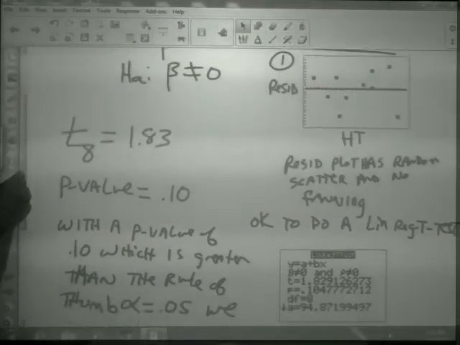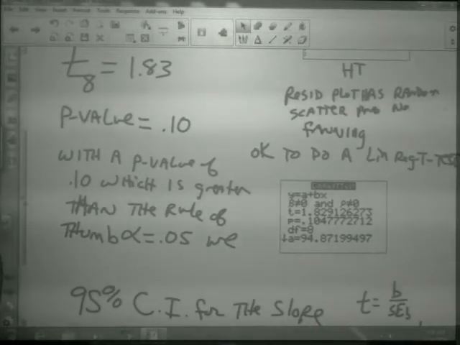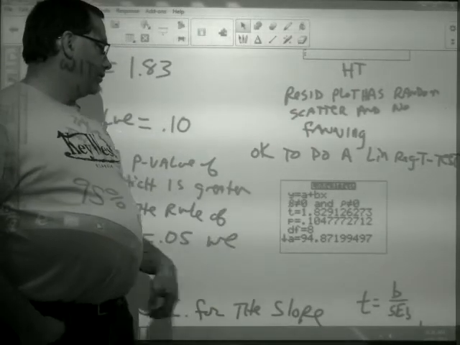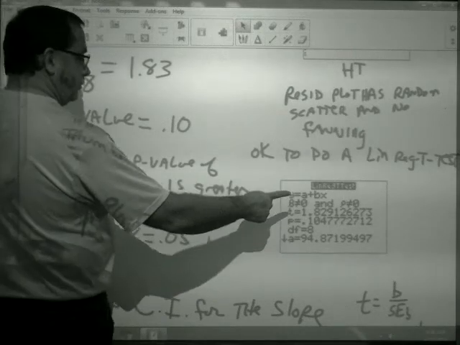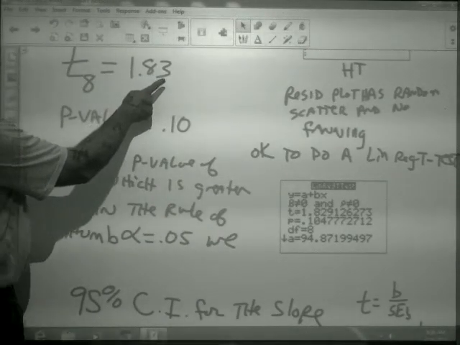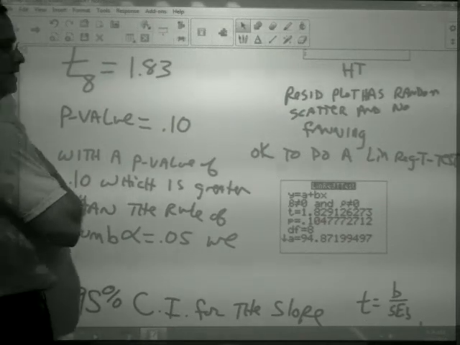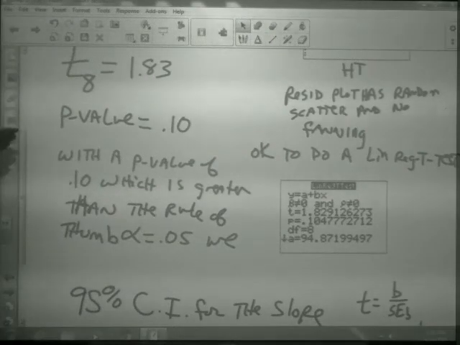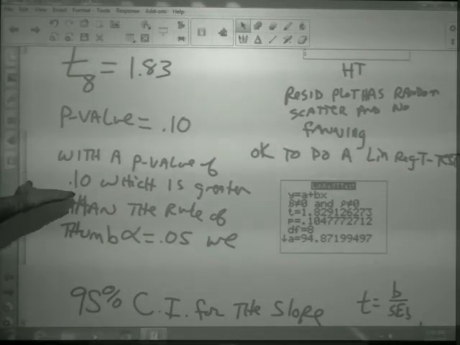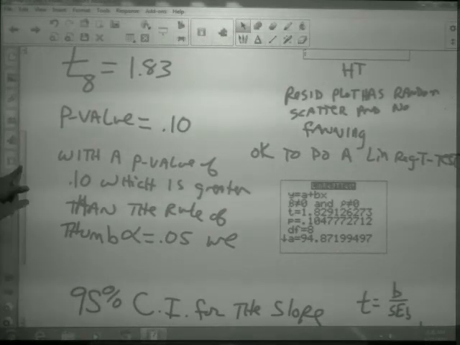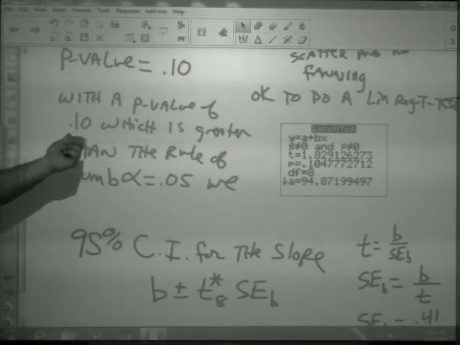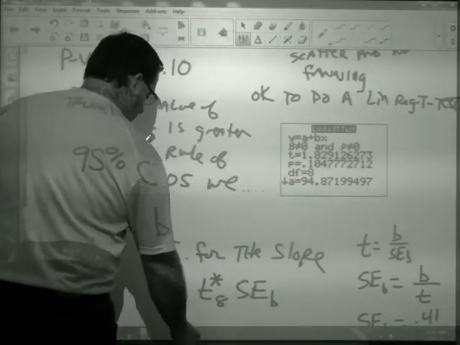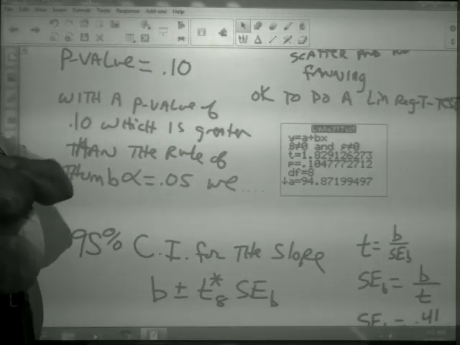So therefore, it is okay to do a linear regression t-test. I run this on my calculator: Stat, Test, and you'll see one called linear regression t-test. This is the output that it gives me. It tells me what t is, 1.83 if I round it. Again, I have 8 degrees of freedom because I used 10 data points. The p-value it gives me is 0.10. So I write my conclusion: with a p-value of 0.10, which is greater than the rule of thumb alpha of 0.05, we fail to reject the null hypothesis. There is not enough evidence that there is an association between height and arm span.